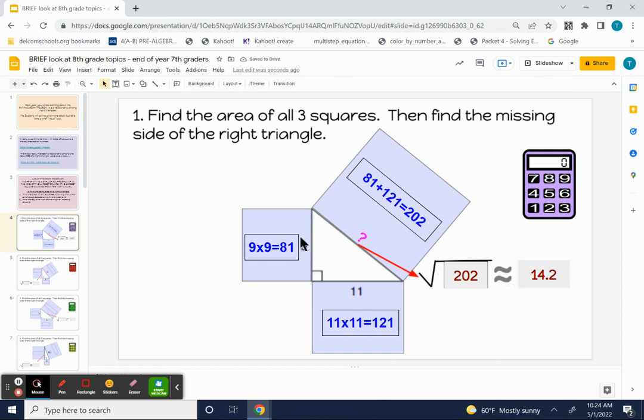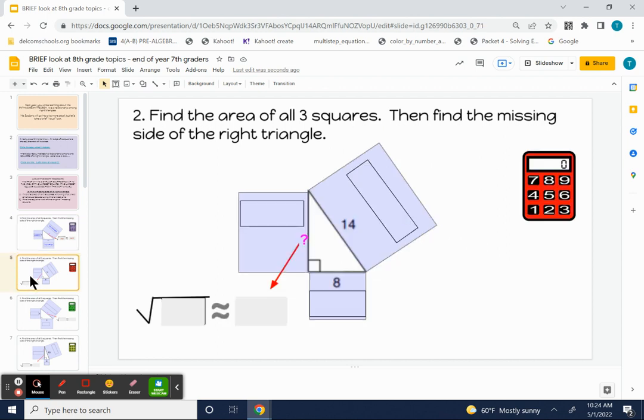Okay, so we use the idea that the two small squares add up to the big square. So we figured out the missing square, and then we square rooted to find the edge. Okay, let's do one more. Let's do one that's a little different.